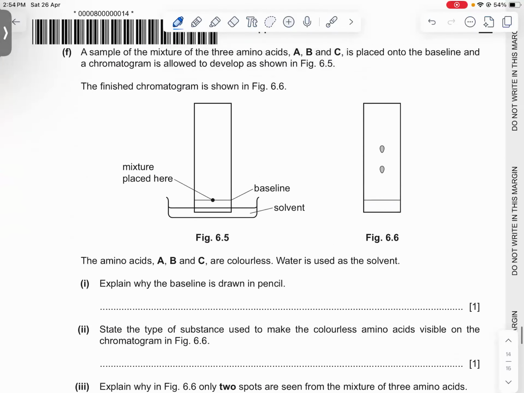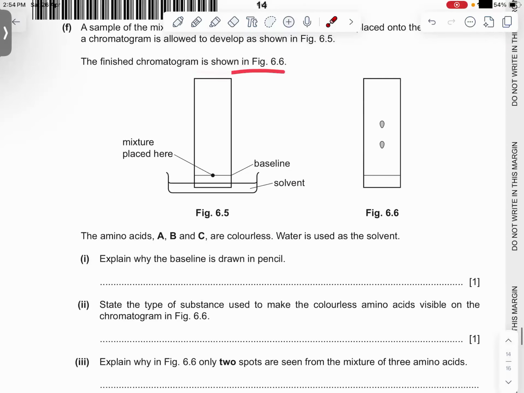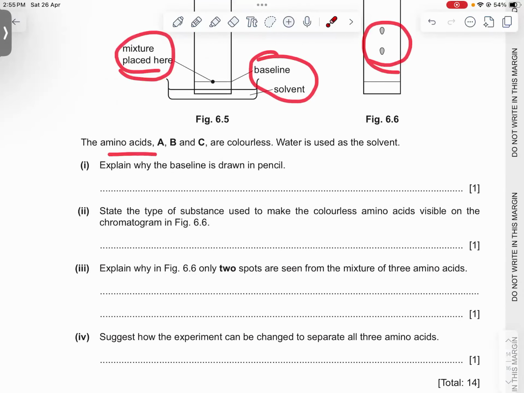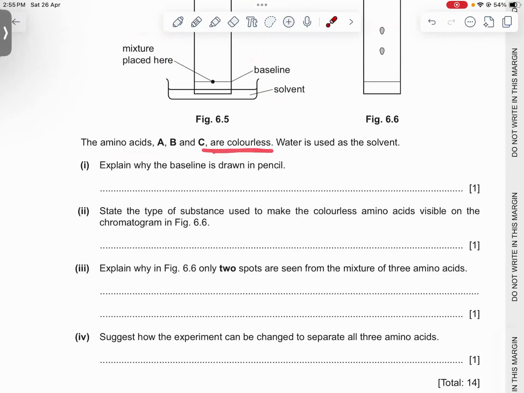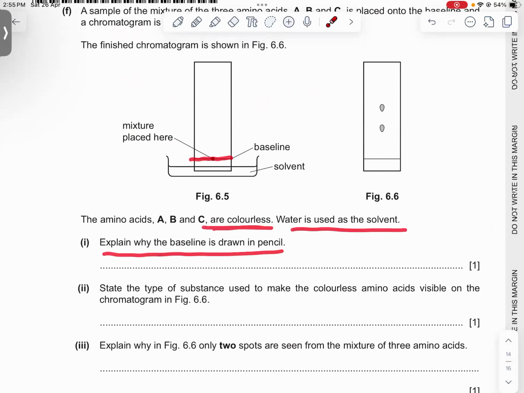All right. Next question. A sample of the mixture of three amino acids A, B, and C is placed onto the baseline and a chromatogram is allowed to develop as shown in figure 6.5. The finished chromatogram is shown in figure 6.6. Mixture placed here, baseline, solvent, spots. The amino acids A, B, and C are colorless. Water is used as the solvent. Explain why the baseline is drawn in pencil.